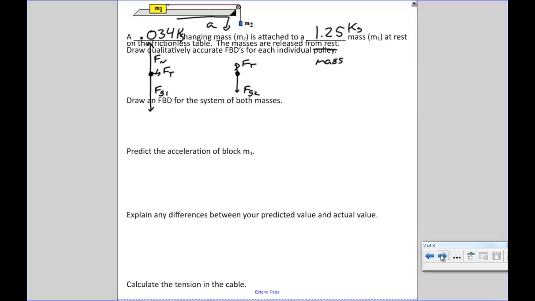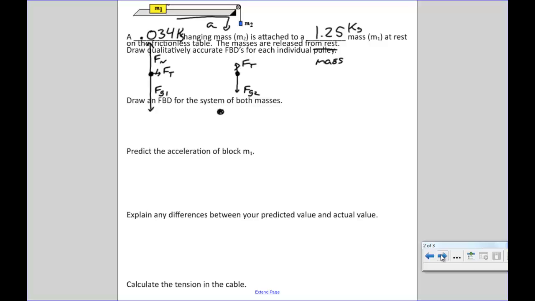For the next one, draw an FBD for the system of both masses. I'm going to do exactly what I did last time, and I'm going to take this and stretch it out so it's just, there's our pulley. That was a horrible pulley. Please let me try again. There's our pulley. Man, that's so much better this time.